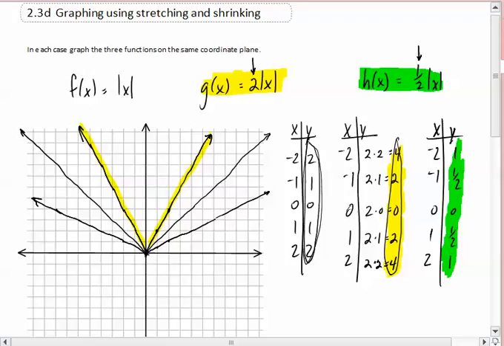So let me go ahead and do this one. Highlight this one with green. And there you go. Vertical stretching and shrinking.